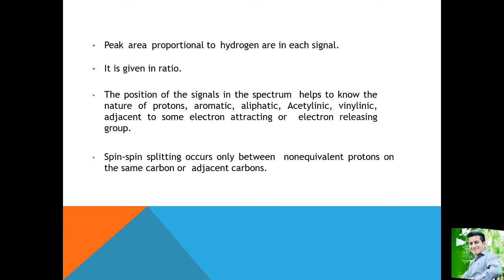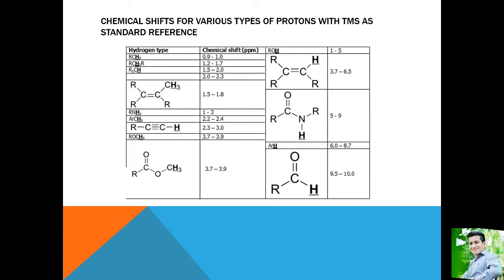The position of a signal in the spectrum helps to know the nature of the proton, whether it is aromatic, aliphatic, acetylenic, vinylic, or adjacent to some electron-attracting or electron-releasing group. In simple language, we can say electron withdrawing or electron donating group. Spin-spin splitting occurs only between non-equivalent protons on the same carbon or the adjacent carbon.